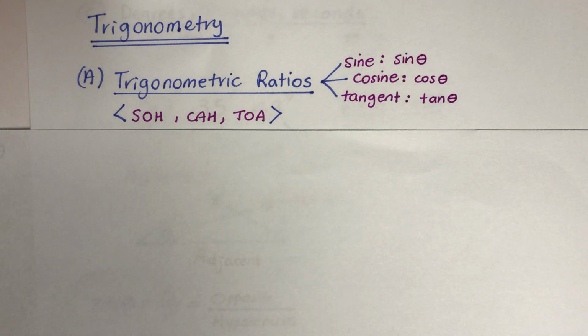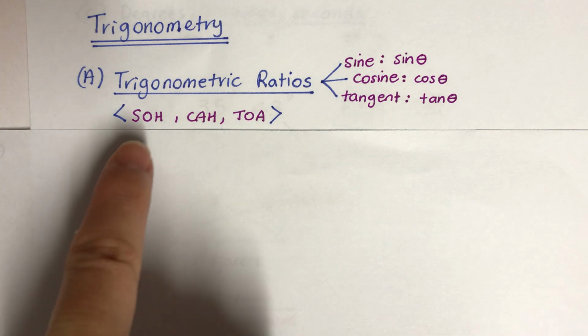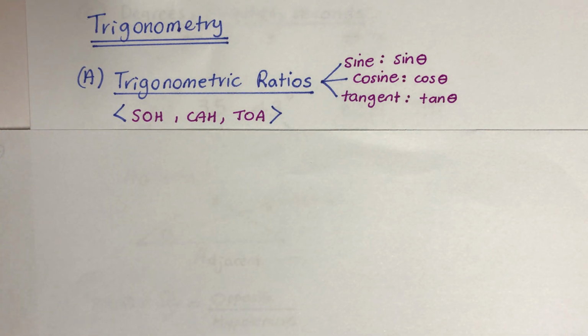Okay, trigonometry. First one is the trigonometric ratios. There are 6 ratios. The common ones are sine, cos, tan, and also there's an inverse sine, cos, tan. But today we're just going to focus on the first 3: sine, cosine, and tangent. And I've got something called SOH CAH TOA. It's just trying to memorize all these 3 ratios in an easier way.